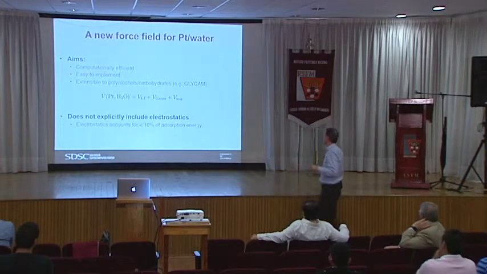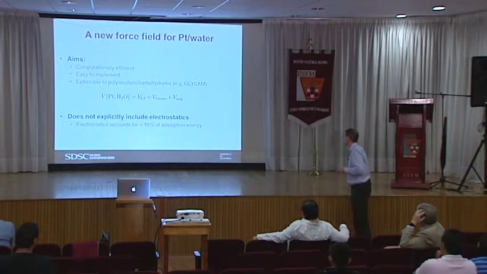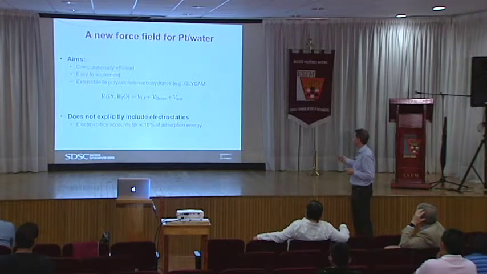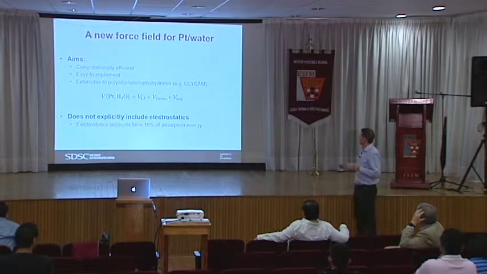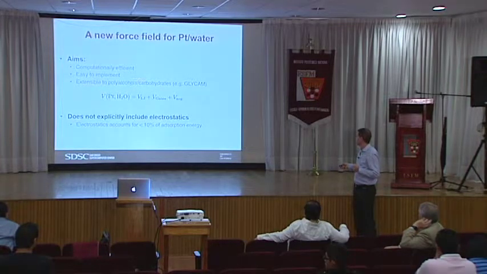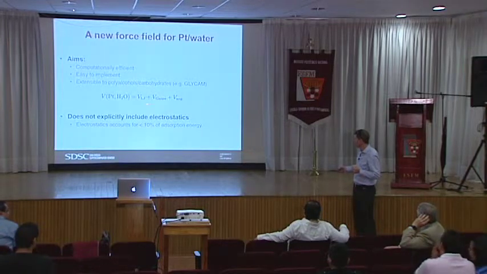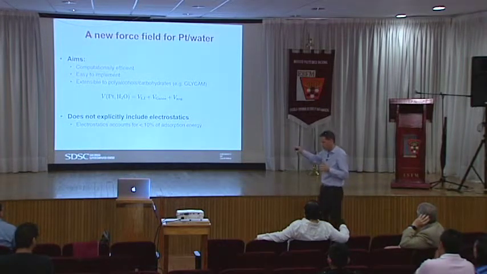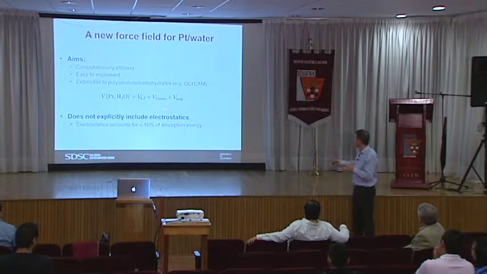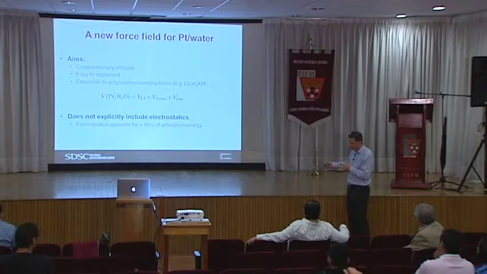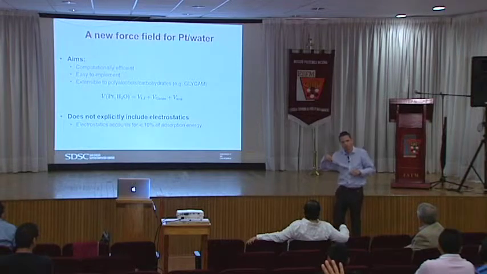So with all this knowledge, what we wanted was a computationally efficient force field for platinum-water interaction, something that's computationally cheap, easy to implement, and extensible to polyalcohols. What we parameterized is a potential that contains a Lennard-Jones term that models the dispersion interaction and part of the chemisorption repulsion at short distances, augmented by a Gaussian potential that corrects the corrugation of the surface potential, and I'll show a little more about this, and an angular term that corrects for the orientation of the water molecule on the surface.